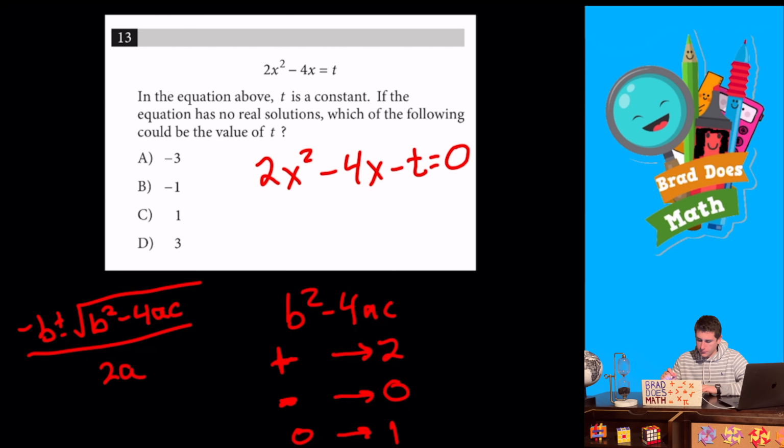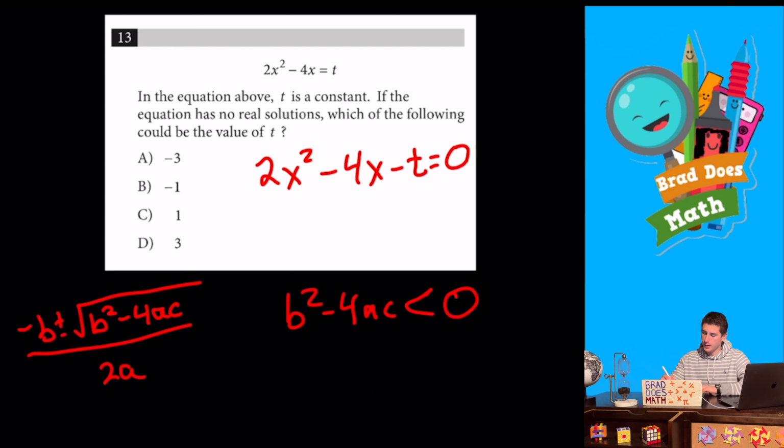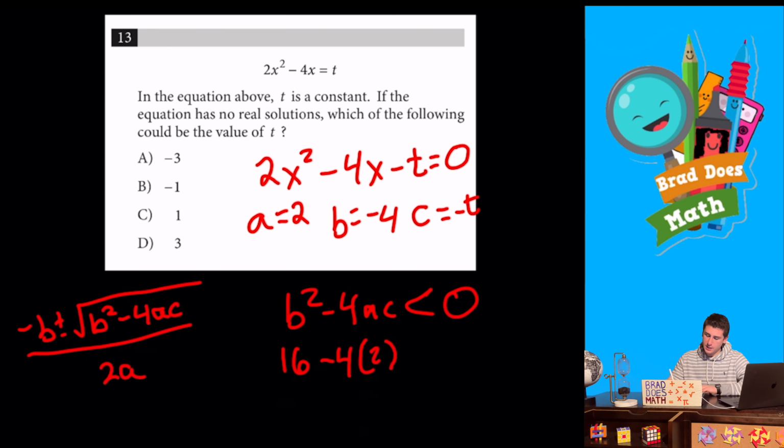So we are looking for no real solutions, so we're looking for where b squared minus 4ac is negative. So b squared minus 4ac is less than 0. A equals 2. A is the coefficient on the x squared term. B equals negative 4. It's the coefficient on the x term. And your constant is just c, which is negative t. Plug everything in for negative 4 squared is 16 minus 4 times a times c less than 0. So we get 16. Negative times a negative is a positive.